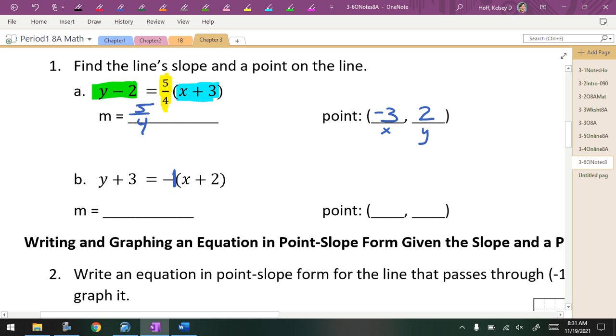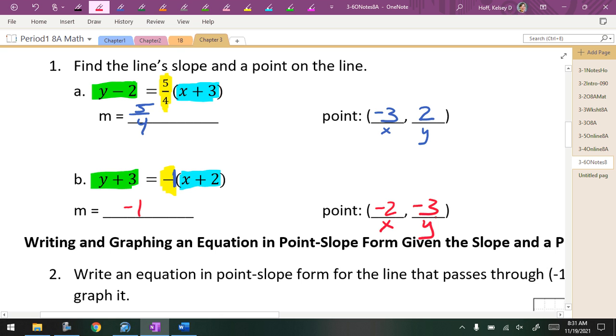Where do you find your slope? Very good. The number in front of your parentheses. So in this case, our slope is -1. Remember, your point is x comma y. So if we look with our x, what does it look like? +2, but really it's a -2. And our y looks like a +3, but actually it's a -3.